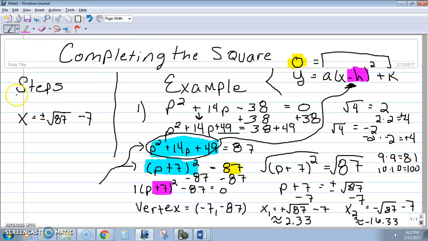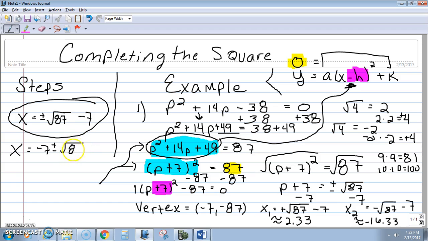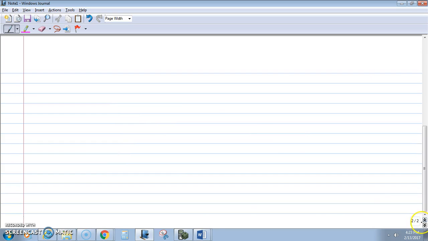What I was going to say is this answer means two separate answers, or you can also write it backwards. So x equals -7 plus or minus the square root of 87. Both of those are correct answers. Your decimals are correct. Let's do one more example and then come back and do those steps, okay?